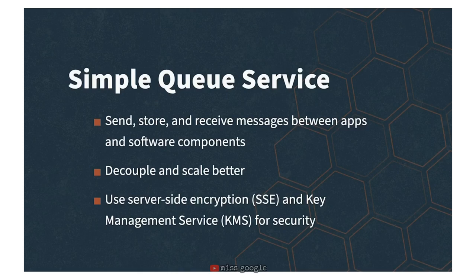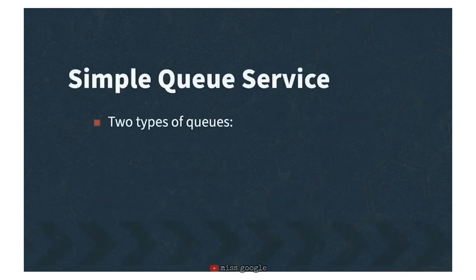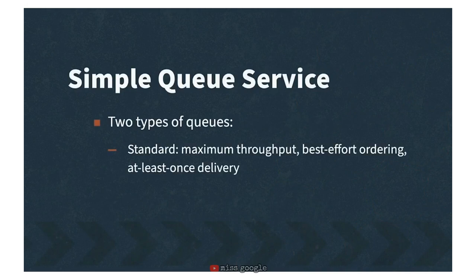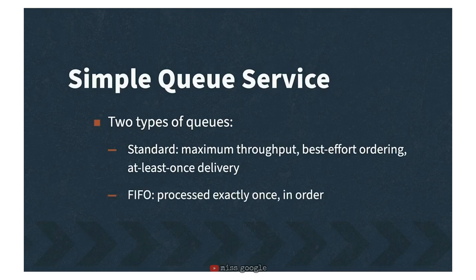That happens behind the scenes, so you don't really have to do anything for that. It's automatic. Now there's two types of queues in SQS. There's the standard queue, which uses maximum throughput, best effort ordering, and at least once delivery. So you have to be careful. If something's passed twice, you have to make sure you haven't already processed it, or make sure it's okay if it does get processed again. And then there's first in, first out, where you know it's going to get processed exactly once and in order.